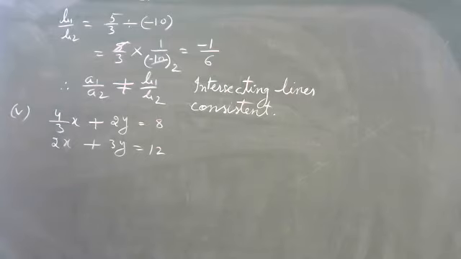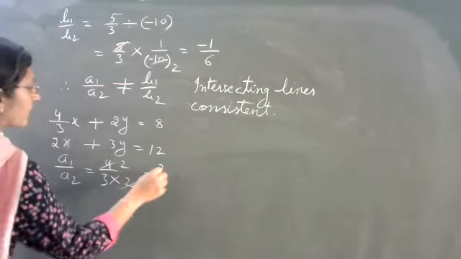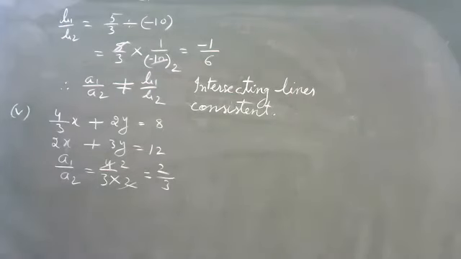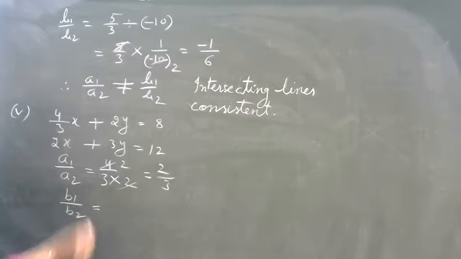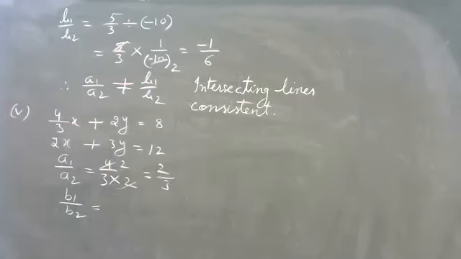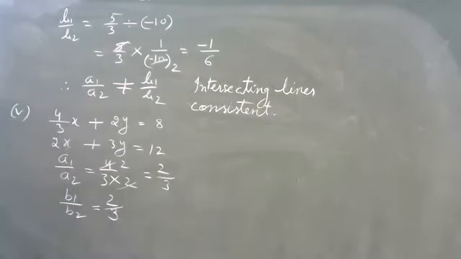Kushi, unmute yourself. This is consistent. Reason: what is the value of A1 over A2? The value of A1 over A2 will come 2/3. You have solved this, 2/3, is it? Now what is the value of B1 over B2? Ashpreet: it is given, 2 over 3. It is also 2/3. Both the values are equal.